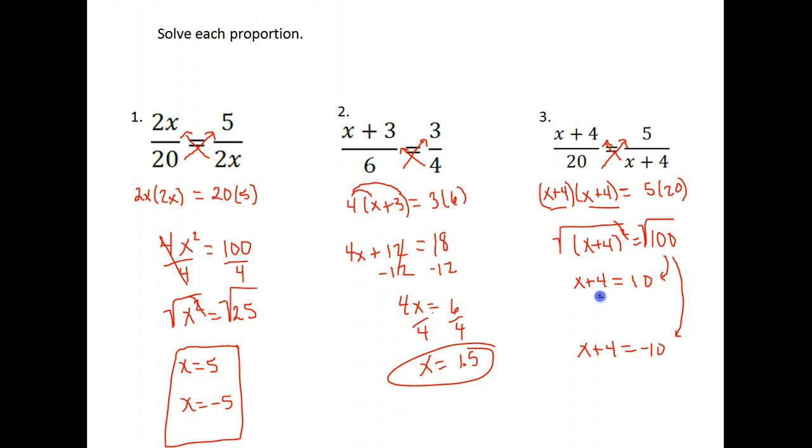And solve both. So all we have to do here to solve this equation is subtract 4 from both sides, and we get x equals 6. Over here the same, we have a plus 4, so we do the opposite and subtract 4 from both sides, and we get x is negative 14. So those are our two answers.